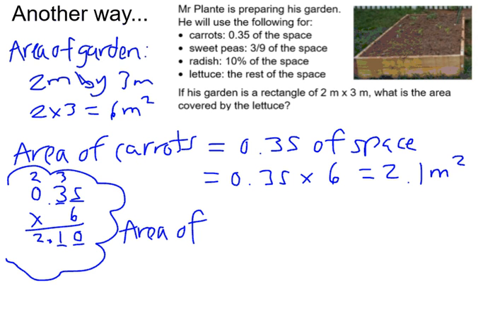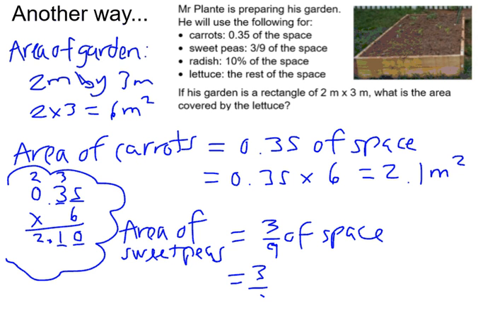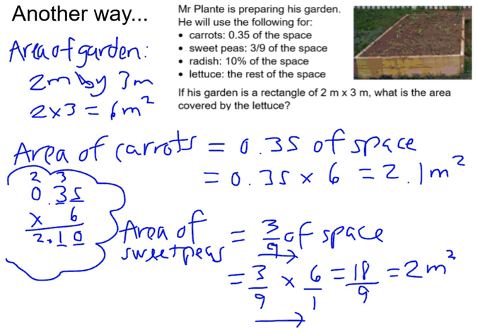Area of sweet peas, that is 3/9 of the space. So 3/9 times the space, which is 6 meters square. So this is over 1. Remember when you multiply the numerator with the numerator. So 3 times 6 is 18. 9 times 1 is 9. 18 divided by 9, that's 2. So I got the area for my sweet peas.